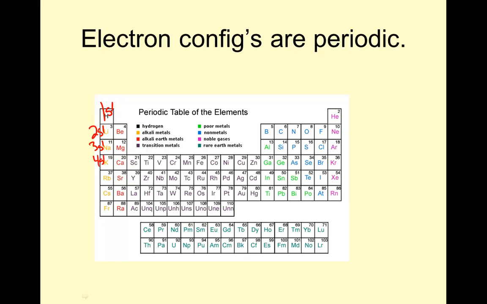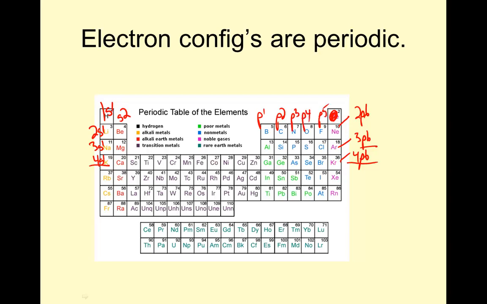Over here, I'm going to ignore helium for a while. This one's going to end in 2p6, 3p6, 4p6, so it means it's repeating. Starts at s1, ends in p6. Starts in s1, ends in p6. Starts in s1, ends in p6. So this is s1, this one would end in s2, this one would end in p1, p2, p3, p4, p5.